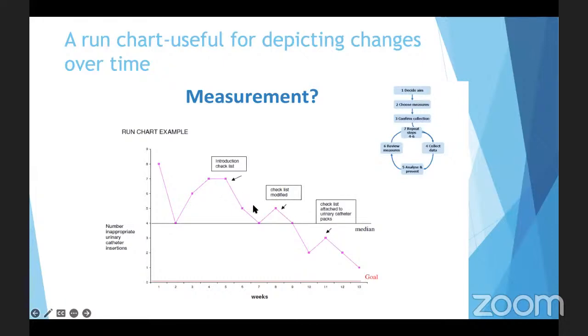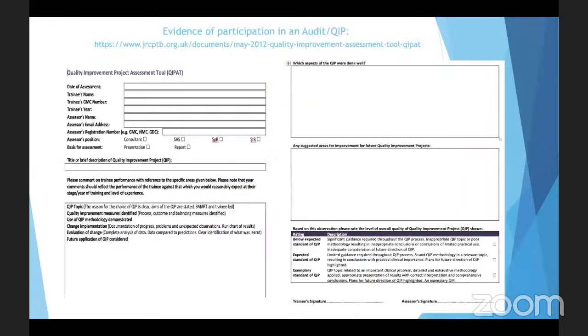यानी कि inappropriate catheterizations जो हैं वो decrease हो रही हैं with the passage of time as we've introduced our checklist. Or you can see that they've also marked where the checklist was modified, where the checklist was attached to catheter packs, और फिर उसके क्या impacts हुए. So this can easily be analyzed through SPSS, जो कि आप research के लिए भी करते हैं.